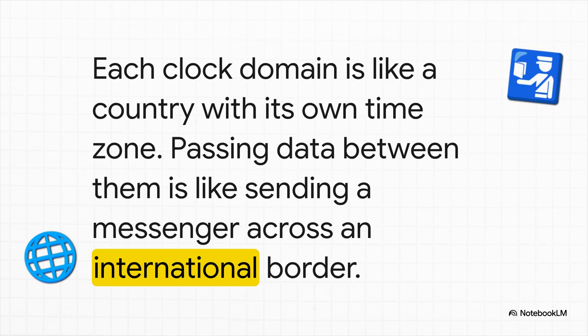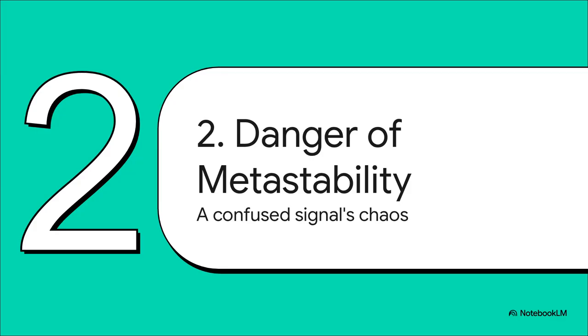And that brings us to this analogy, which is just perfect. Thinking of each clock domain as a country with its own time zone is the key. The real challenge, what engineers call clock domain crossing, or CDC, isn't about the countries themselves. The problem is what happens when you try to send a messenger, your data, across that international border. So, what happens when that messenger, our little packet of data, shows up at the border at the exact wrong time? Well, this is where things get really messy really fast.